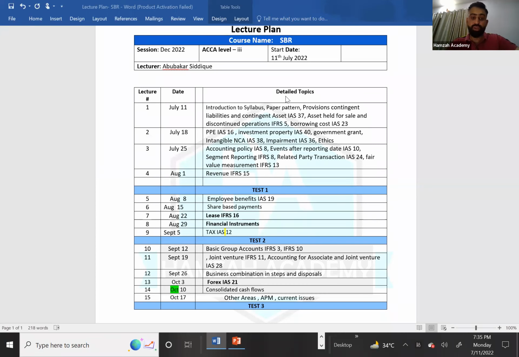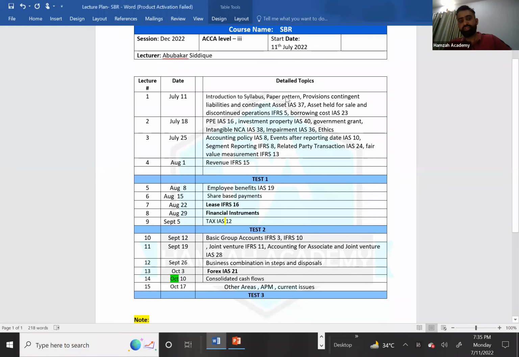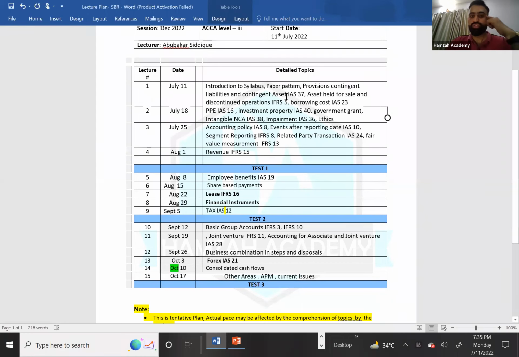And the topics which we are going to study, if I go with the course plan, you can see the list of topics. We have provisions, contingent liability and contingent asset, IAS 37. We have assets held for sale and discontinued operations, IFRS 5. We have borrowing cost. These are the topics of SBR which we are going to study, and these are the same topics which we have studied at FR level as well.